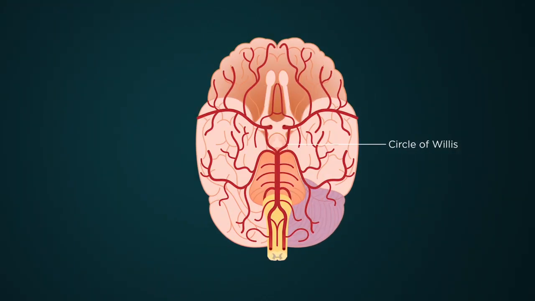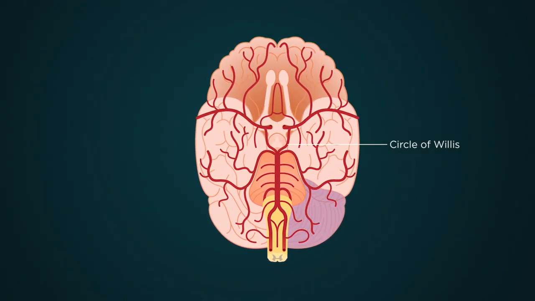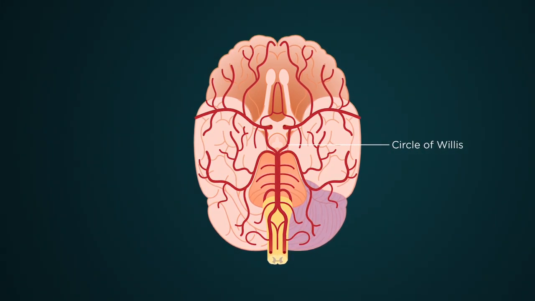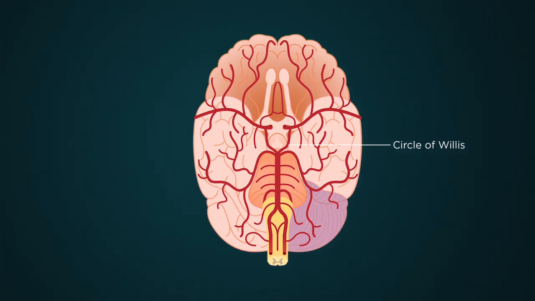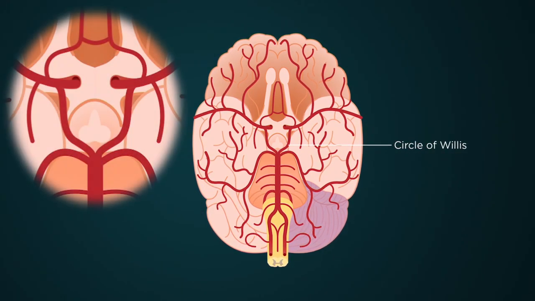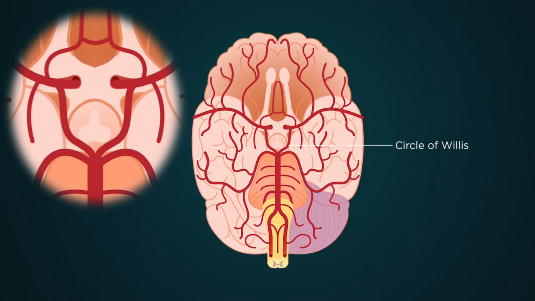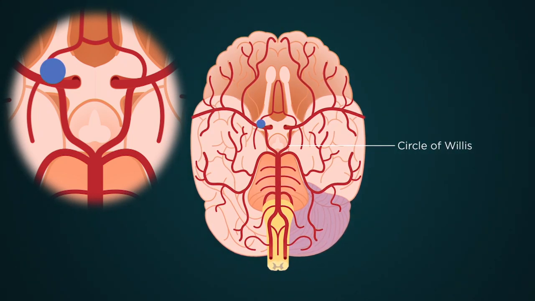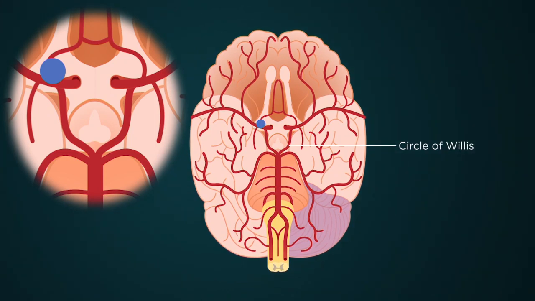I'm now going to show you 3 pictures. In the first picture, you can see where the circle of Willis is located. It is on the underside of the brain between the 2 temporal lobes. On the left, you can see a blown up version of the circle of Willis, and you can see where my aneurysm is located, at the bifurcation point of the internal carotid artery.